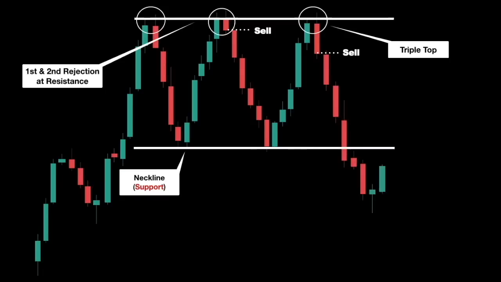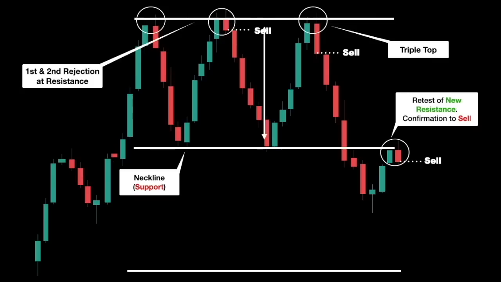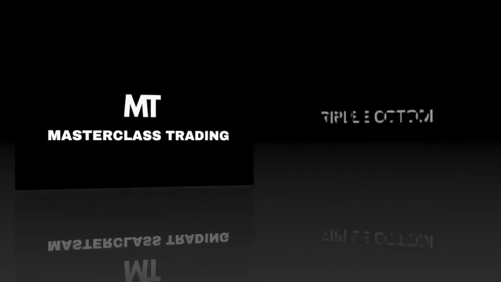Once the support is broken, price retraces, touching the previous level that now has become resistance. When bearish price action confirmation is clear, we can enter a third trade. To calculate the target for the trades, we simply need to double the distance between the support and the resistance levels.